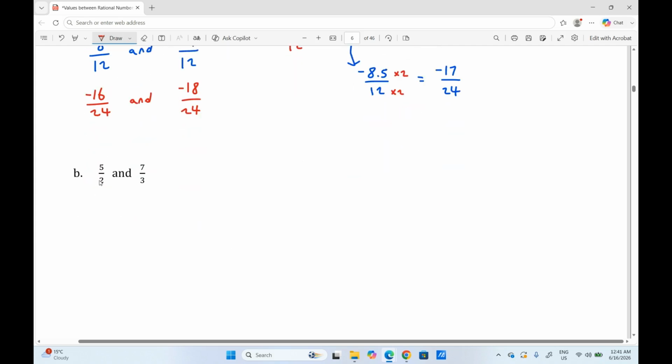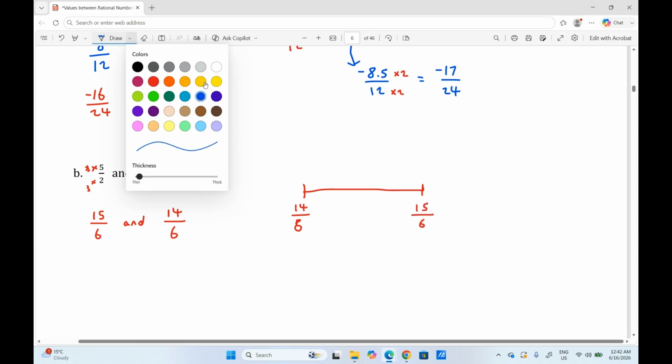And now for B, same idea. Let's find a common denominator here. So I'm going to multiply the bottom by 3 and the top by 3. And let's multiply the other fraction, this 3, I'm going to multiply by 2. If I do that, I have to multiply the top by 2 as well. So now I'm going to get 15 over 6 and 14 over 6. So it looks like a number that could work. So I'm going to put 14 over 6 here. And I'm going to put 15 over 6 here because 15 over 6 is bigger than 14 over 6.